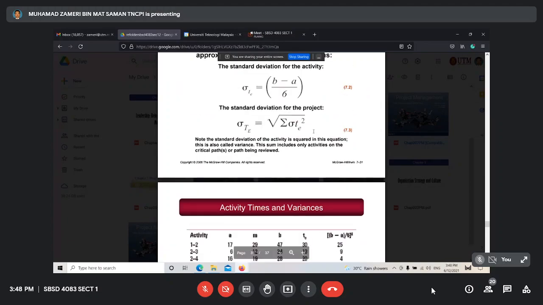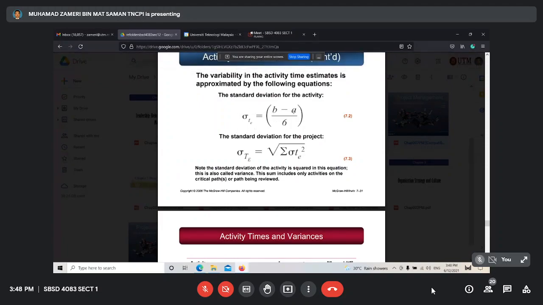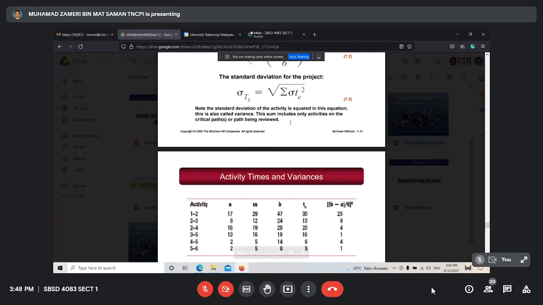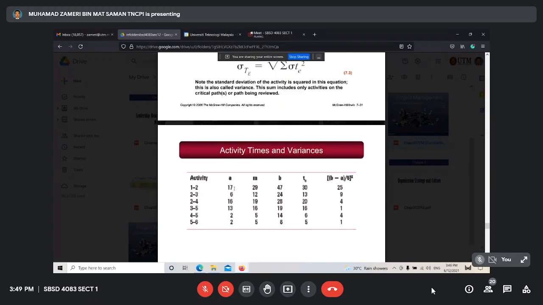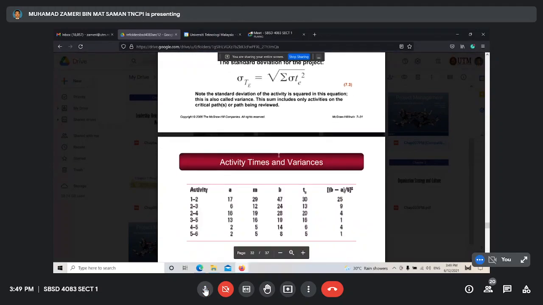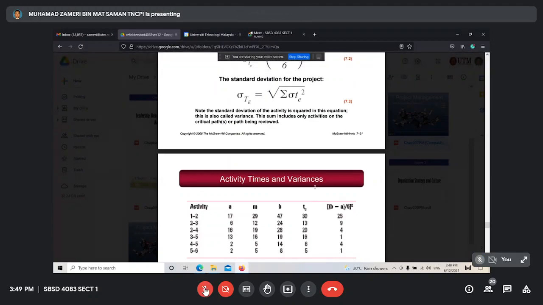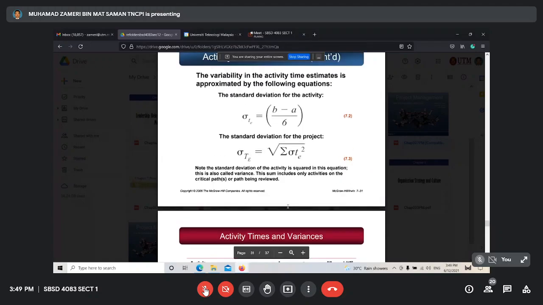Then you need to calculate the standard deviation for this activity. That means B minus A, divided by 6. Can you calculate B minus A divided by 6? What is the answer? This is the second formula. Is it 5? 47 minus 35... no, 47 minus 17 is 30, 30 divided by 6 is 5. Okay, this is the standard deviation for the activity.